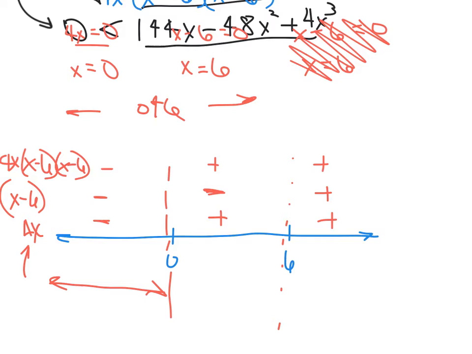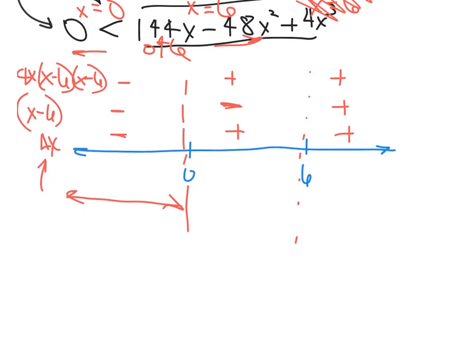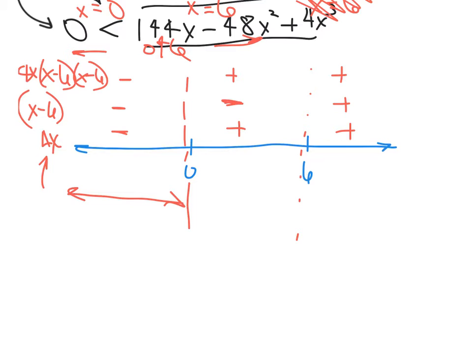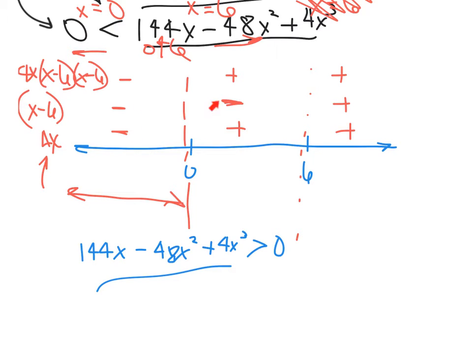It just tells us what signs we get, all right? Because we're looking at what numbers, and I'm going to move this up, what numbers make 144x minus 48x squared plus 4x cubed bigger than 0? Well, this little positive negative thing that we did here will tell me what x values will make our answer greater than 0.